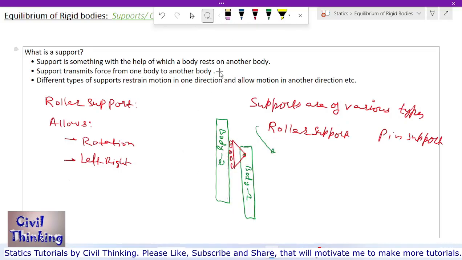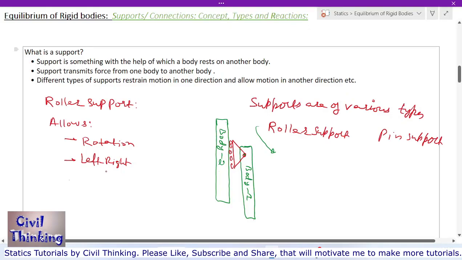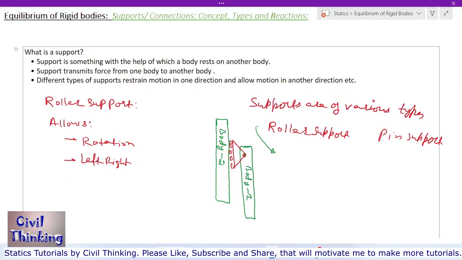So the thing is that it allows motion only in one direction, left right or up down. More appropriately, I will write: along one axis only. The axis is this. Now what does it prevent? It prevents what?